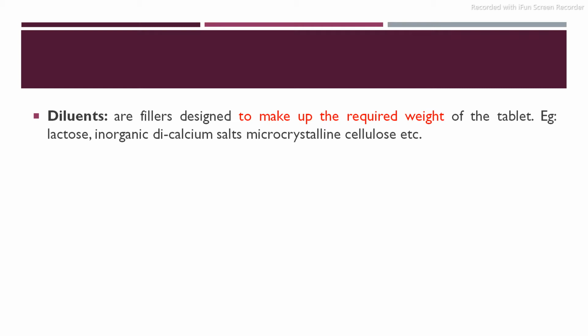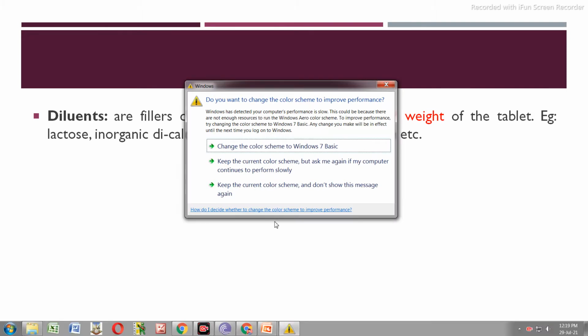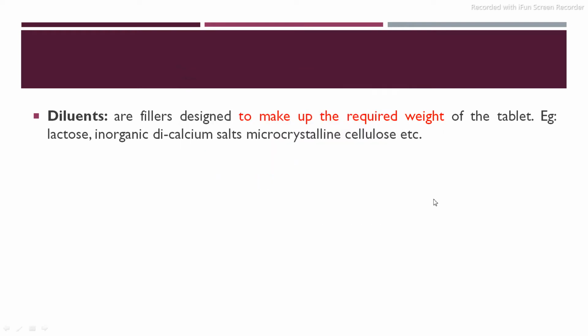Suppose the dose of your drug is very small. Suppose 20 mg or 40 mg of the drug. So it is not possible to prepare a tablet of this much small quantity of the drug. So in that case, if you want to administer this drug 20-40 milligram, then we have to mix this drug along with some diluents, so that it will be possible to compress into a tablet form. So that's why diluents are very important to make up the volume of the tablet.